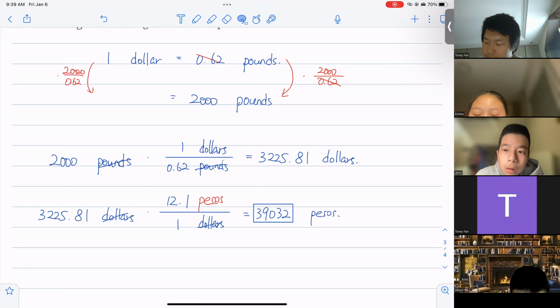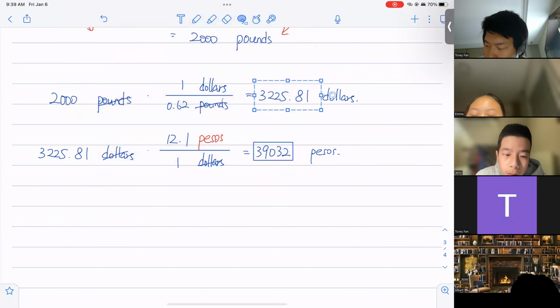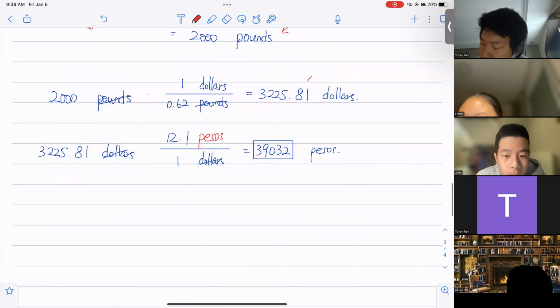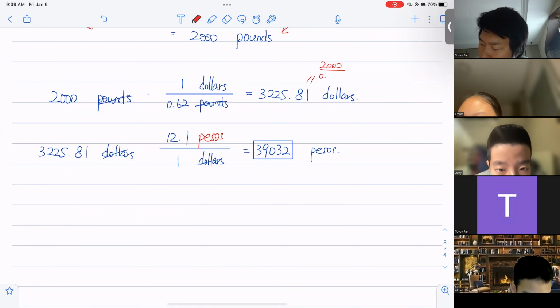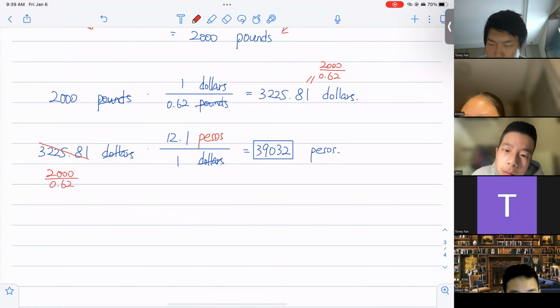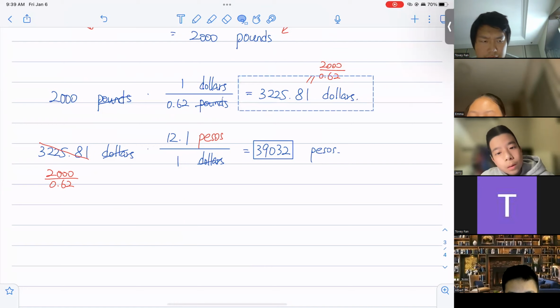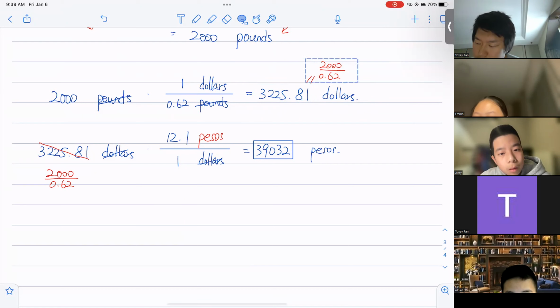So in your calculator, you just need to type this. I want to show you. So this number, 3,222.81, is actually just 2,000 divided by 0.62, right? So instead of using this number, you should just use 2,000 over 0.62 so that you don't have any round off. So you don't have any incorrect value, because although this value is pretty close to the real value, it's not an exact value.